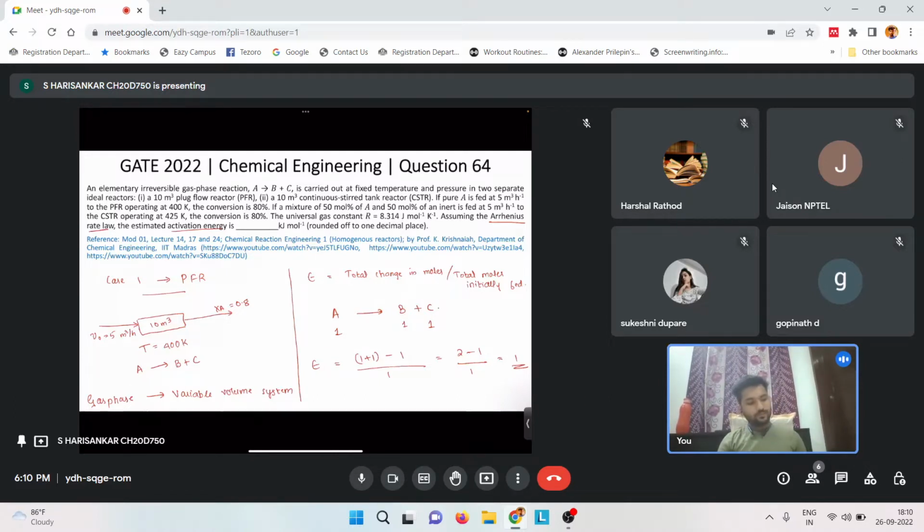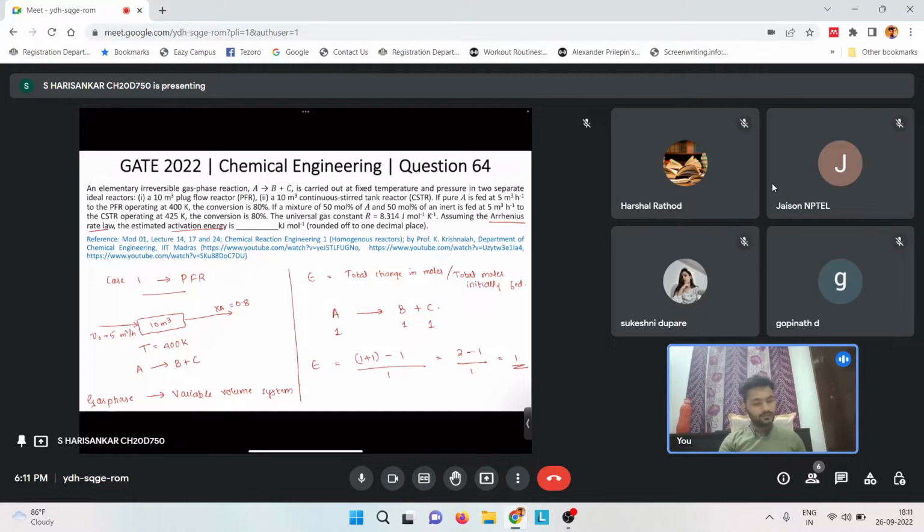This is a question from GATE 2022, the most recent GATE. An elementary irreversible gas phase reaction A gives B plus C is carried out at a fixed temperature and pressure in two separate ideal reactors. Case 1 is a 10 meter cube plug flow reactor. Case 2 is a 10 meter cube continuous stir tank reactor or CSTR.